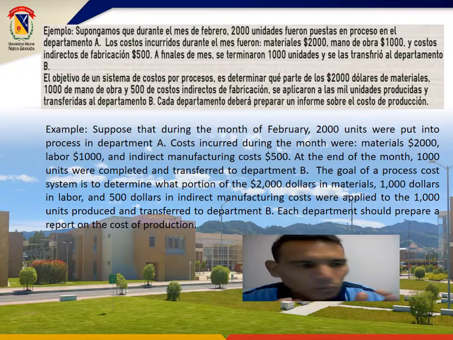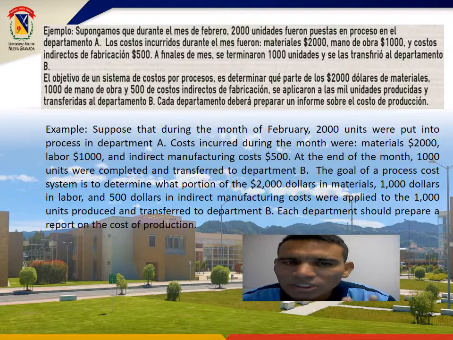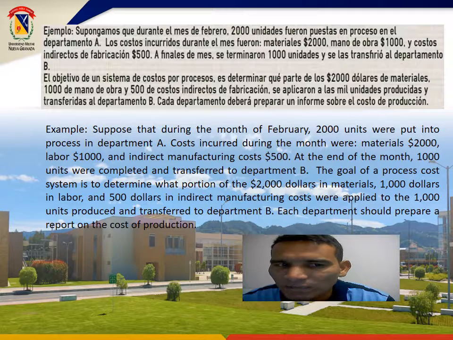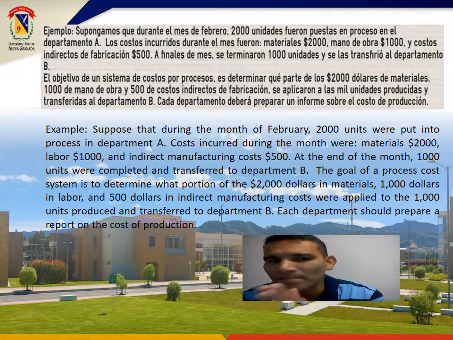Example: suppose that during the month of February, 2,000 units were put into the process in department A. Costs incurred during the month were material $2,000, labor $1,000, and indirect manufacturing costs $500. At the end of the month, 1,000 units were completed and transferred to Department B.